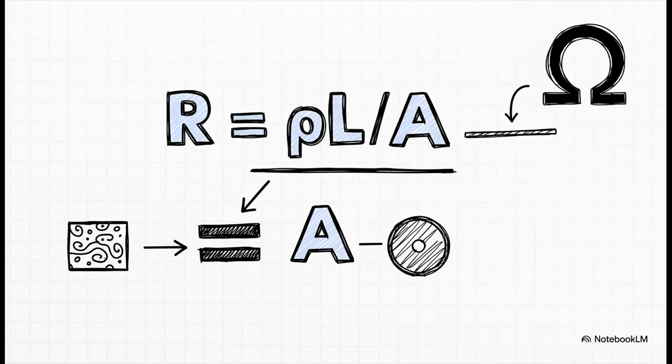And all of that gets bundled up into this one neat formula. R equals rho L over A. L's the length, A is the area. And that funky rho symbol, that's just a number that tells you how naturally resistant a specific material is. And we measure all this resistance in a unit called the ohm.